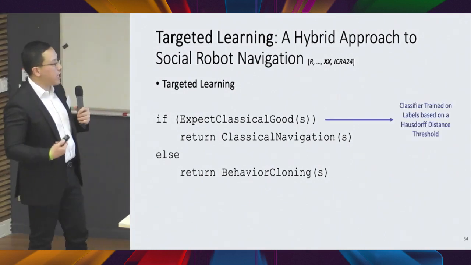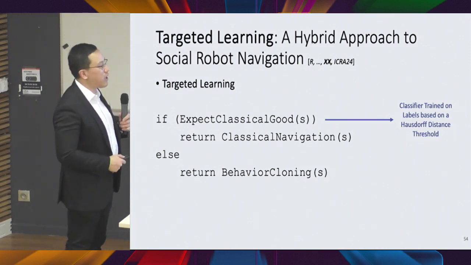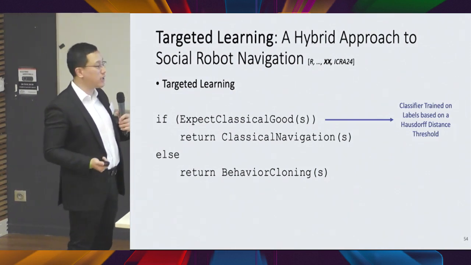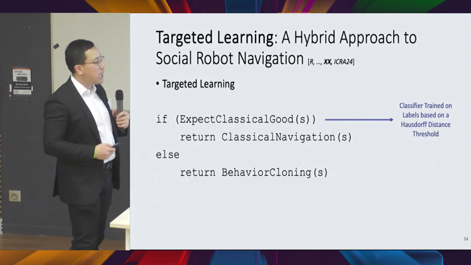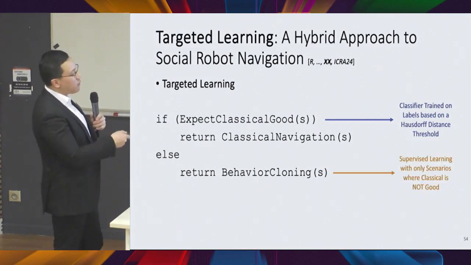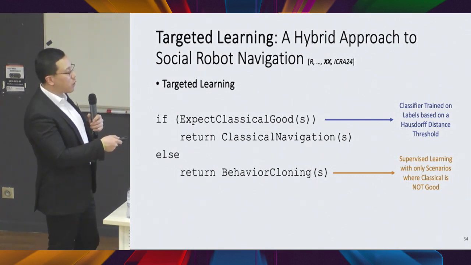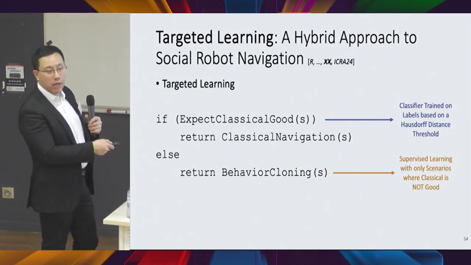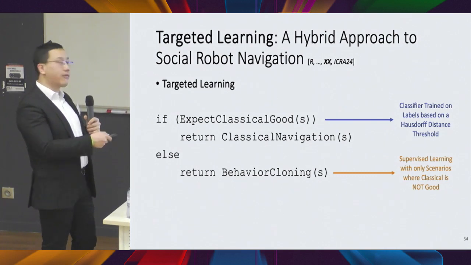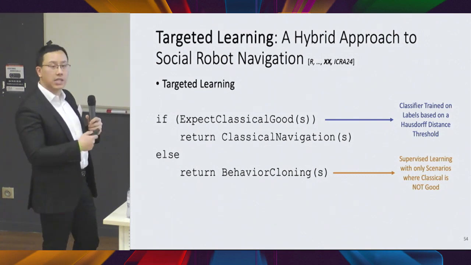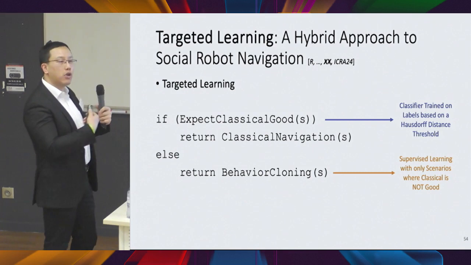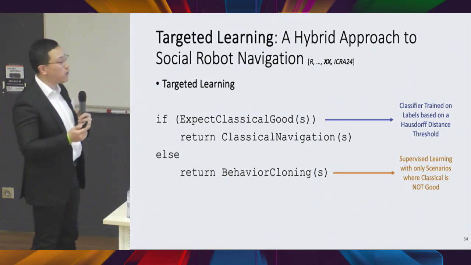So this classification is very easy. You just train a classifier on labels based on a Hausdorff distance threshold, for example, 1.0. And then you can train a supervised learning model using behavior cloning, with only scenarios where classical is not good, right? So it is a very, very targeted learning. It's a very small data set, only 20% of the SCAND data set, and hopefully it will be able to learn very well, and hopefully it will also generalize very well.